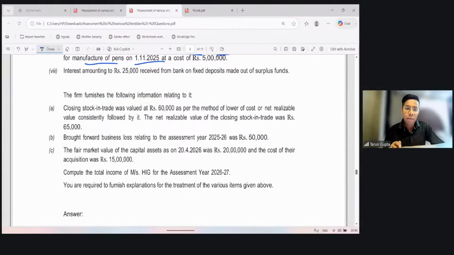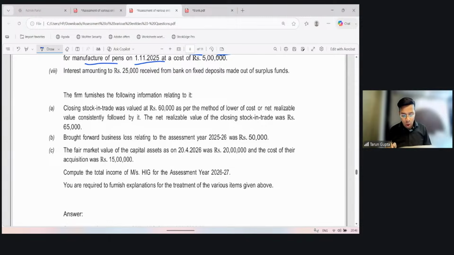The firm furnishes the following information relating to it. Closing stock in trade was valued at 60,000 as per the method of lower of cost or net realizable value, consistently followed by it. The net realizable value of the closing stock was 65,000. So the firm has valued the stock on lower of cost or NRV, and the NRV was 65,000. We'll see what we do. If you remember, there's an ICDS which says that the stock shall be valued at 65,000 only.